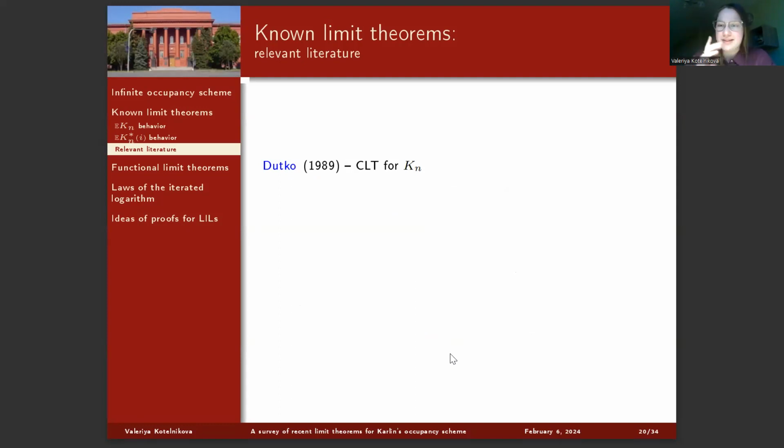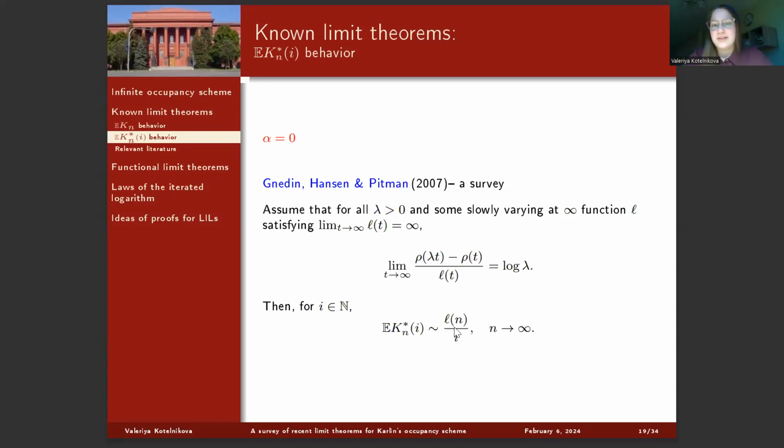First of all, the behavior of variance. There are the same theorems for the behavior of variance, and the only difference between mean and variance is that the constants are different. So, for example, here you would have the same function as this L, but you will just have another constant. And just like this, you have it in every single case.